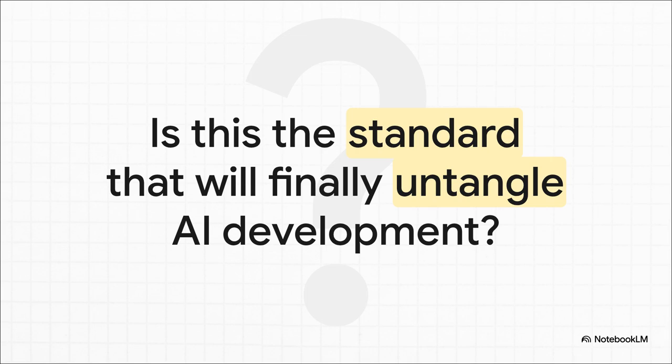So, what's the big takeaway here? Is this the standard that finally untangles AI development? Well, the Model Context Protocol is aiming squarely at a huge, very real problem that developers face every single day. But here's the thing, its success isn't really about how clever the tech is. It's all about adoption. The real question is, will the big players, Google, OpenAI, Anthropic, and the entire community of developers actually get behind this one single standard? Their answer will decide if this becomes a footnote or if it's truly AI's USB-C moment.